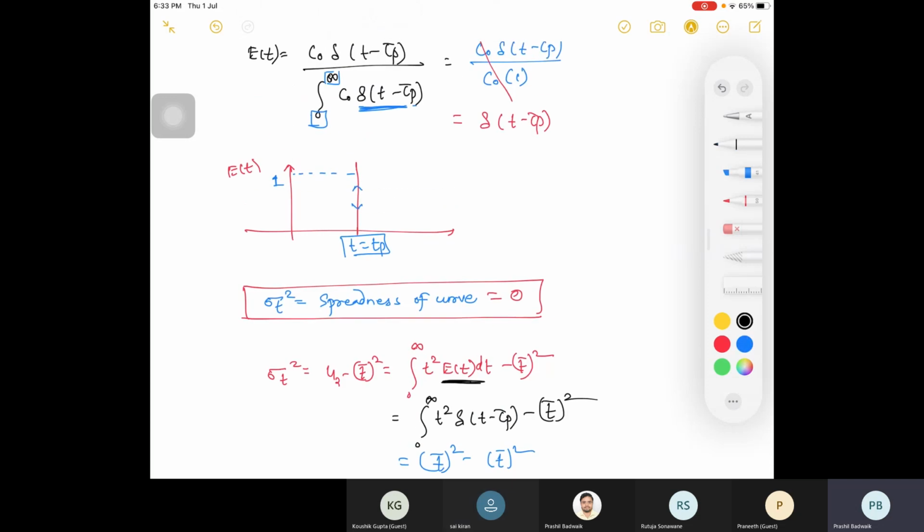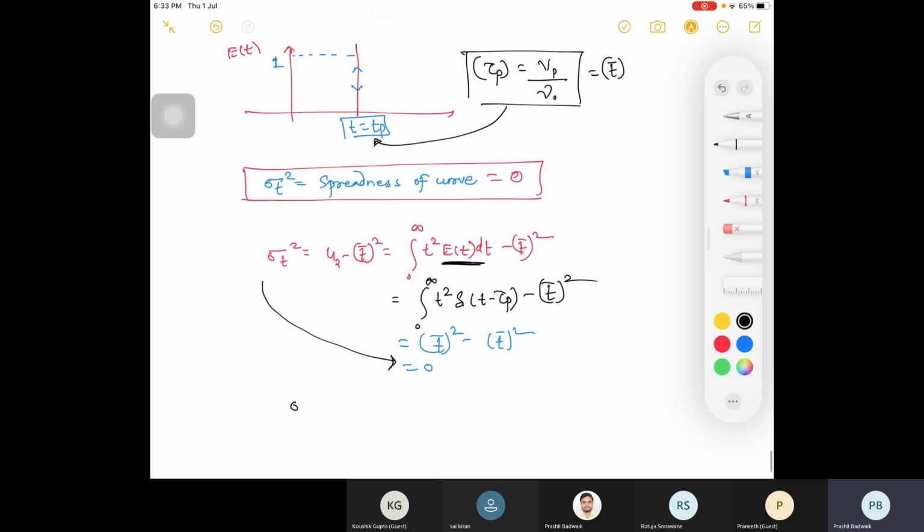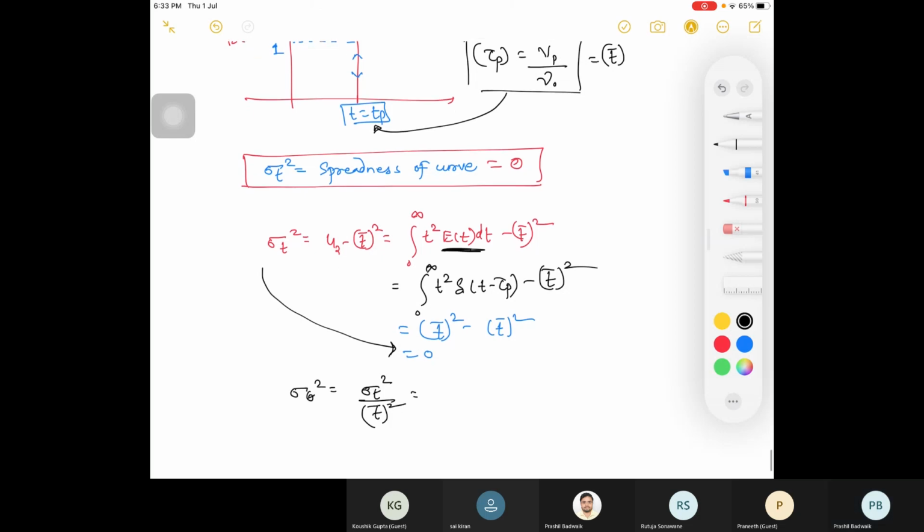By the way, I was about to tell what is your tau p. Tau p is your volume of PFR divided by initial volumetric flow rate, and this tau p is equal to your t mean. And this t mean, if I substitute here, you will get 0, right? Then your sigma theta square will be equal to sigma t square divided by t mean square, right? If I am correct, you will be having 0 value.